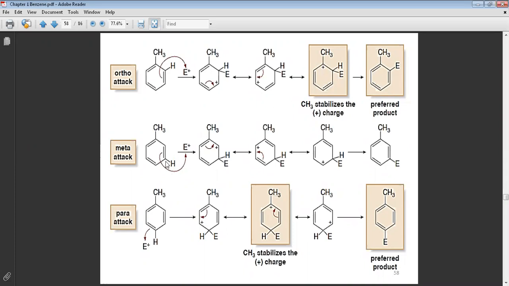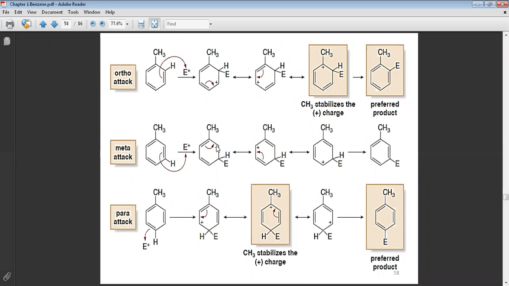Now take the meta attack. That means the pi bond, if we make a meta attack to the electrophile, will open from here or from here, from up or from down? The pi bond will open from the up to attack the electrophile. That means the positive charge will be here.